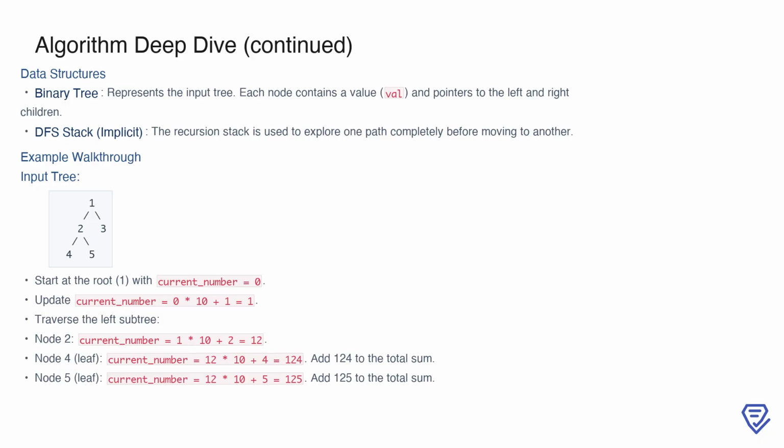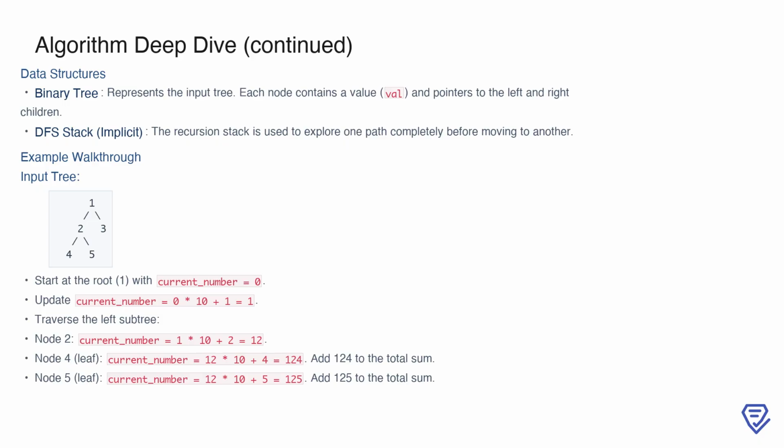Imagine a binary tree where the root node is 1, with children 2 and 3. Node 2 has two children, 4 and 5, while node 3 is a leaf. Starting at the root, the running number is initialized to 0. For node 1, we update the running number to 1. Moving to the left child, node 2, the running number becomes 12.